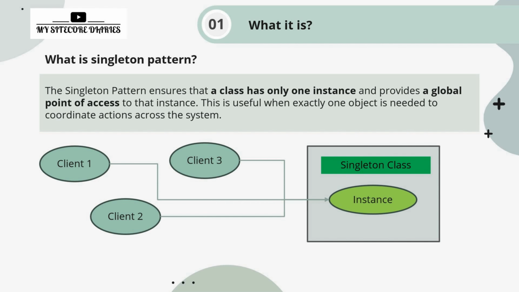Like you have class 1, class 2, class 3, and you have a singleton class which will create only a single instance. So for every request of client 1, client 2, client 3, the same instance will be used to process that request. That is called the singleton pattern. So what is the singleton pattern? The singleton pattern ensures that a class has only one instance and provides a global point of access to that instance.